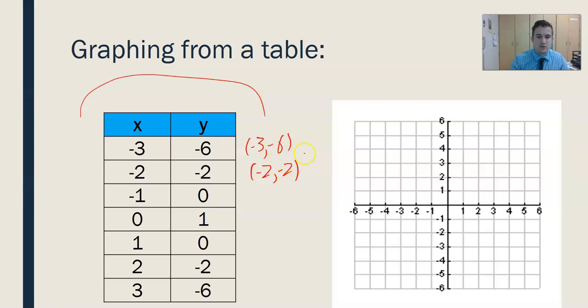And I graph those on this graph: negative 1, 2, 3 in the X direction, negative 1, 2, 3, 4, 5, 6 in the Y direction. Negative 2 in the X direction, negative 2 in the Y direction.